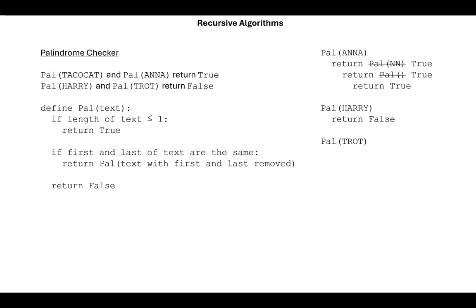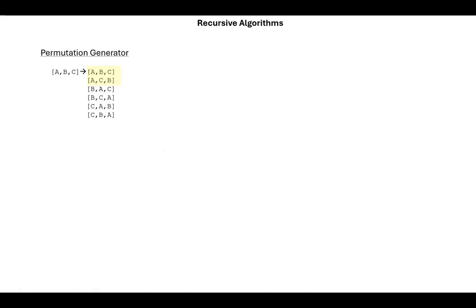And when we call PAL of Trot, this calls PAL of RO, because the T and T were the same, but then this returns false, which returns false back up the line. The final case we consider is a permutation generator. This is a particularly hard task to get your head around, so I start again by considering concrete examples.